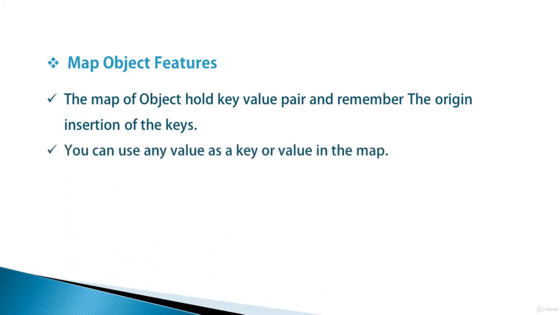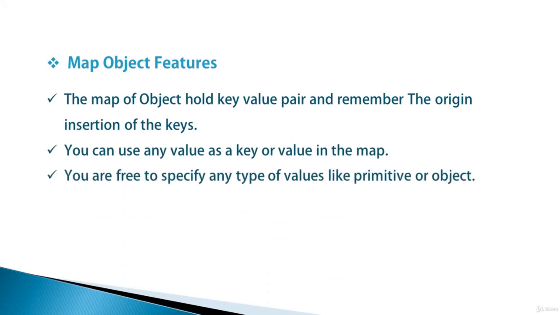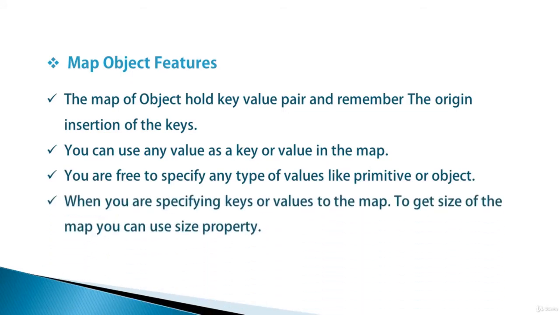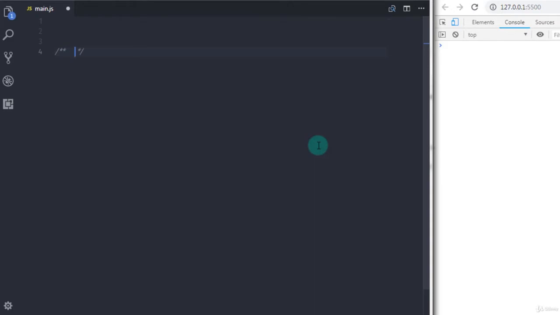You can use any value as a key or value in the map. You are free to specify any type of value, primitive or object, when you want to specify keys or values to the map. To get the size of the map, you can use the size property. Now let's understand how to create maps. When you want to create a map, you need to understand two methods first, set and get. The set method is used to set the value for the key in the map object, and the get method is used to return a value associated with the key, or undefined if there is none.